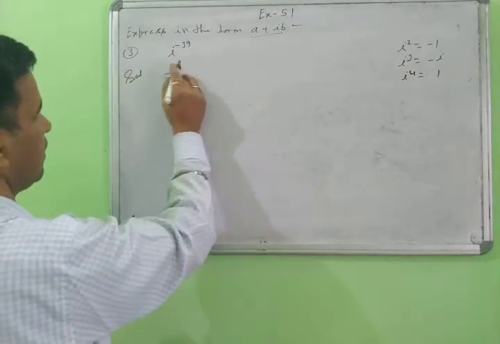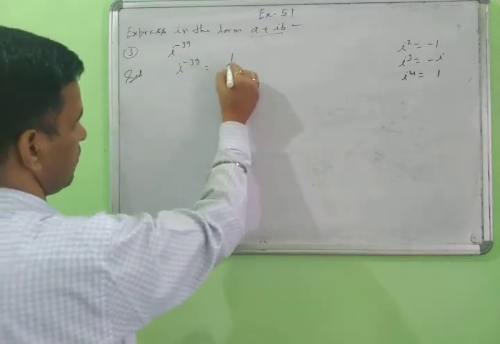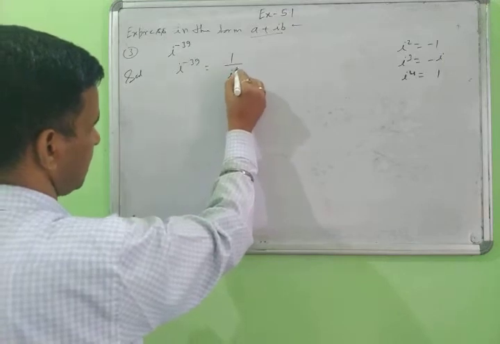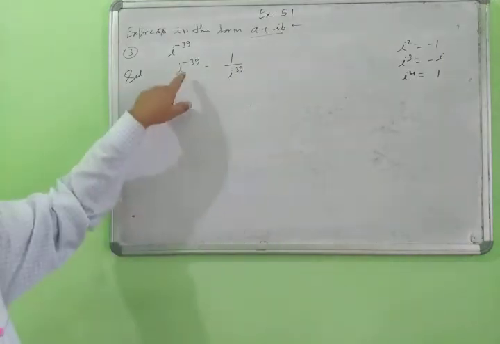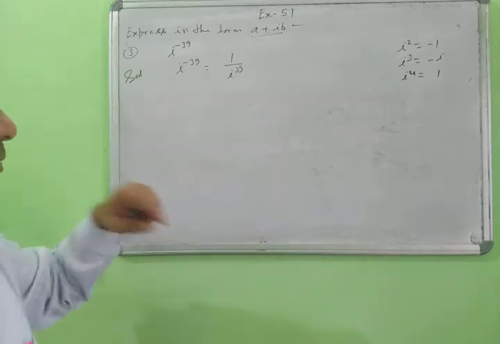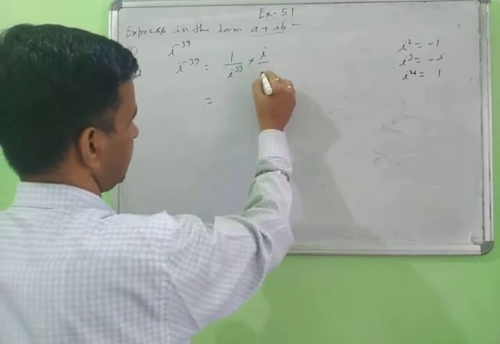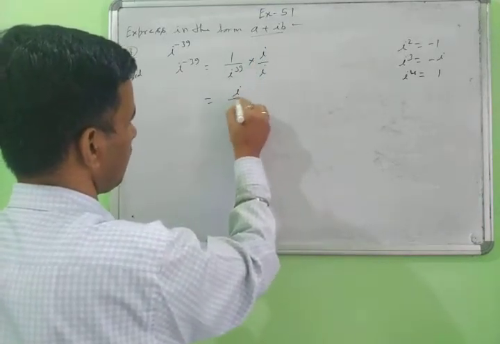Now the solution part: i^-39. How to solve this? First write the inverse form, 1 upon i^39. Converting to the positive power gives 1 upon i^39. Then multiply the numerator and denominator both by iota. Then what will you get? Iota upon i^40.